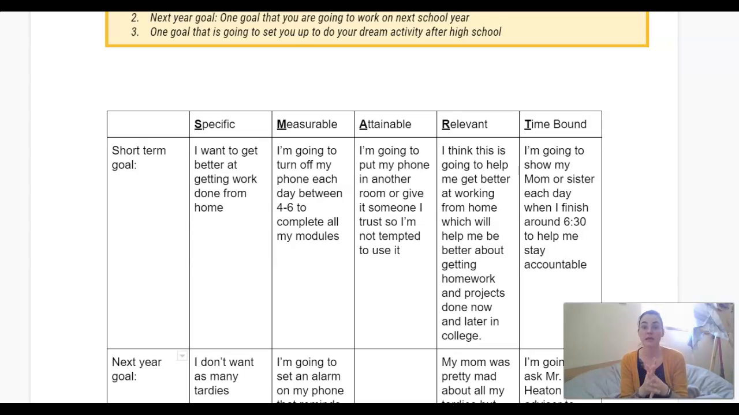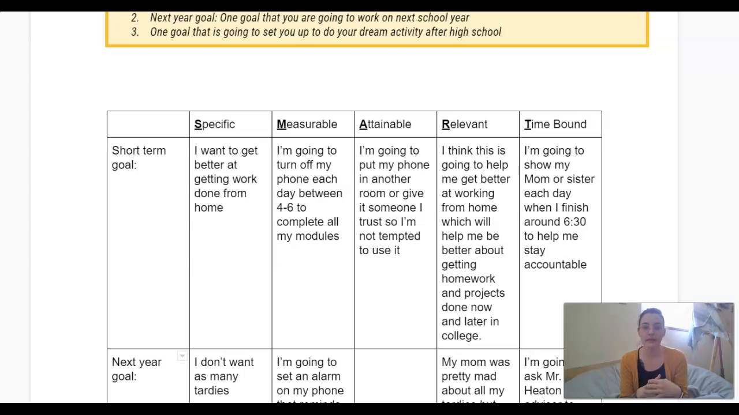The next thing I'm going to do is I'm going to make it measurable. Okay, so that is how do I know I'm doing the thing that I want to do? That is the question you should be asking yourself. So for me, how do I know I'm doing the thing that I want to do to accomplish this goal of getting work done at home? I'm going to set a very specific time from 4 to 6 to turn off my phone and complete all of my modules for that week.